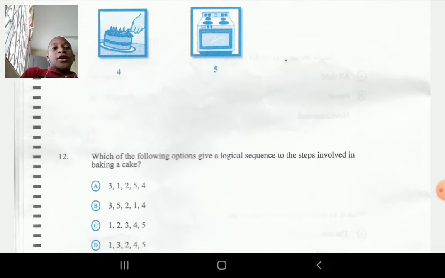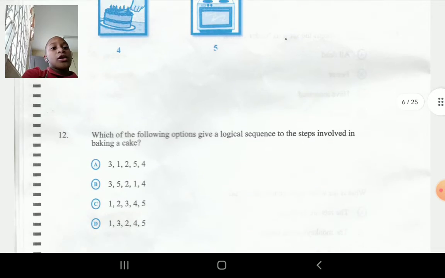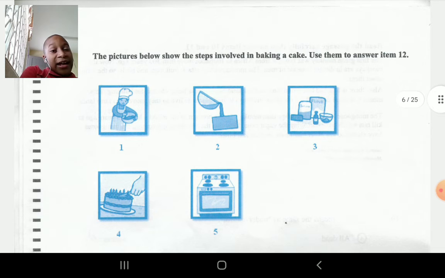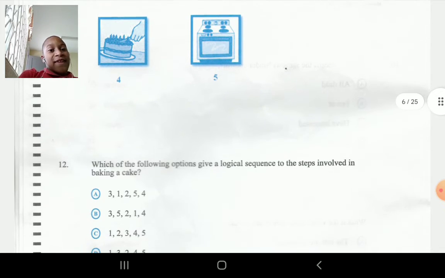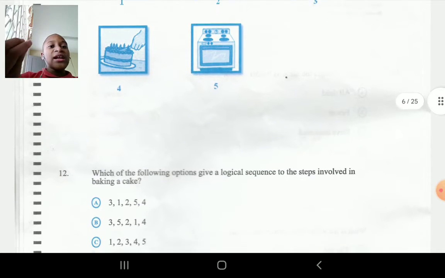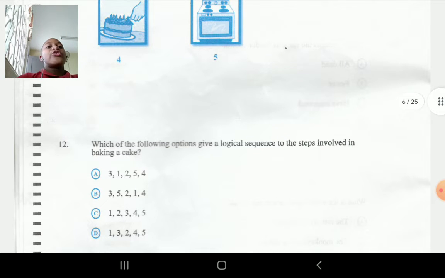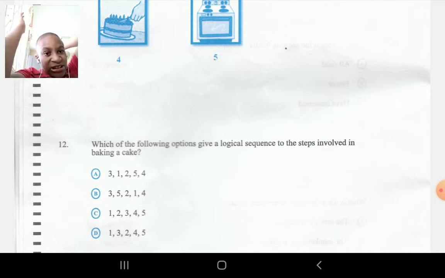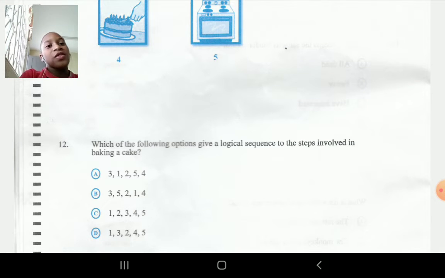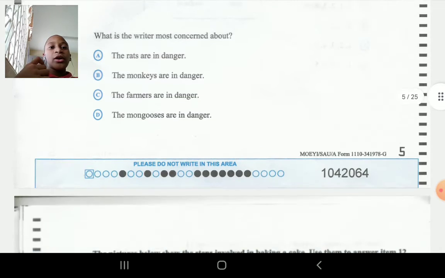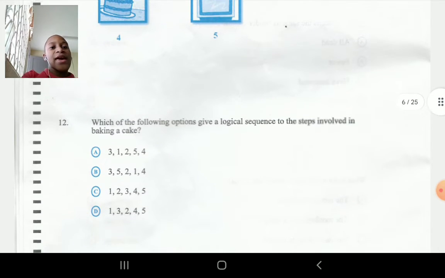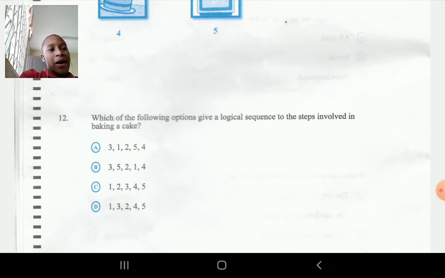By the looks of it, I think the ending solution is 4. So we're going to cross out C and D because 4 would be the logical ending of the whole thing. So now we only have A and B to worry about.